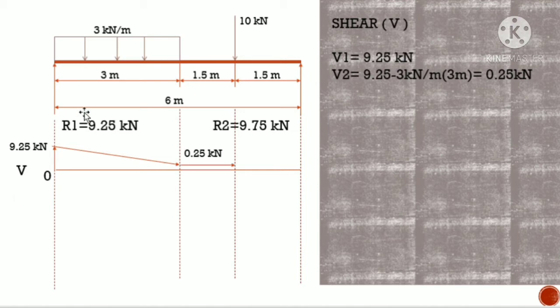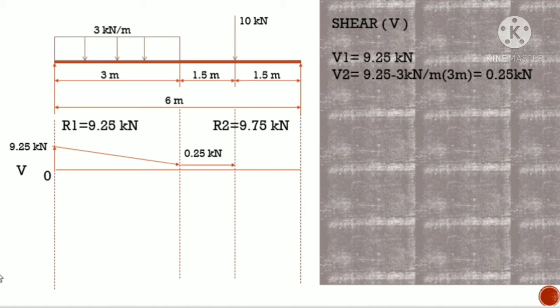So next, walang load. Ito 1.5 meters from the edge of 3 kilonewton per meter hanggang sa 10 kilonewton, wala siyang load. So, ang drawing natin dyan is naka straight line 0. 0 siya.